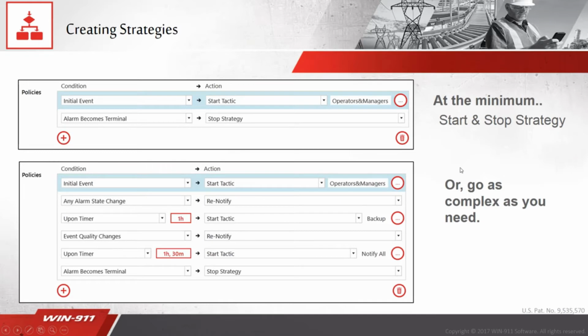And this is a more complex view here. So you can start this on the initial event, start this tactic. Anything changes, re-notify everybody. If you want to wait an hour, you can do that and then start a new tactic called backup. And then if the event quality changes, re-notify anybody previously notified. Then after an hour and a half, start another tactic called notify all. Then when it becomes terminal, stop the strategy, which in turn stops this tactic.